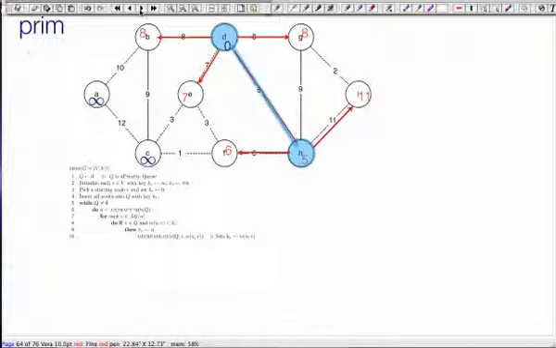Oh, question? Yes, you can pick the starting node arbitrarily. You know that all of these nodes have to be in the tree at some point, so you can pick them at any spot and start.